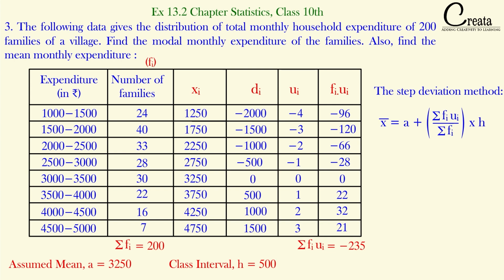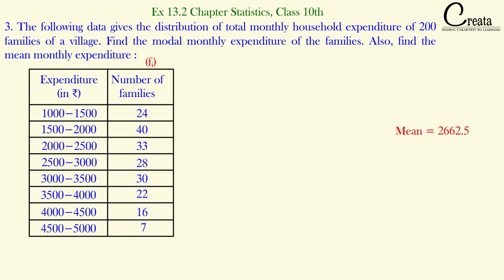A, that is the assumed mean, is equal to 3050. H, that is the class interval, is equal to 500. So let's put the value, let's solve it. We got our answer, that is mean as 2662.5. That is the answer. We have calculated the mean. Note that this is only one part of the question. In this question, we also have to calculate the mode. So let's proceed with the mode.